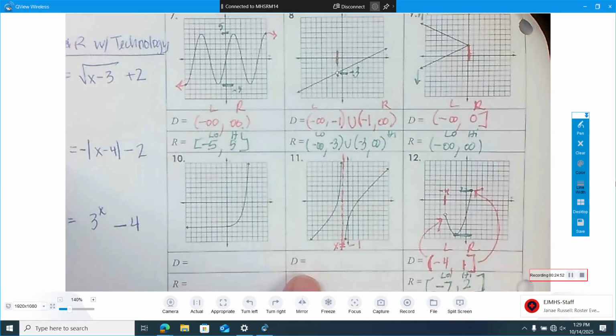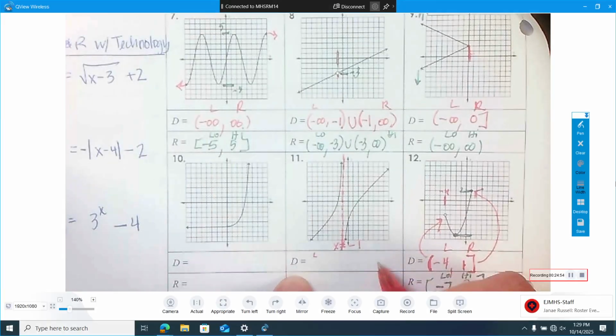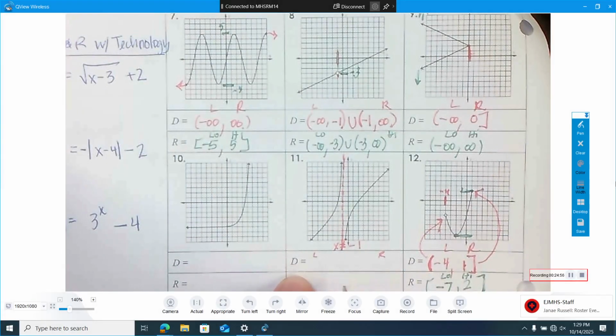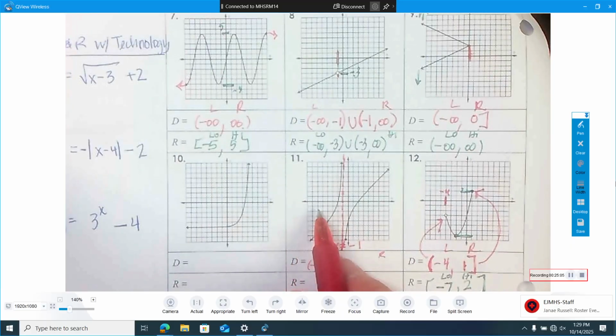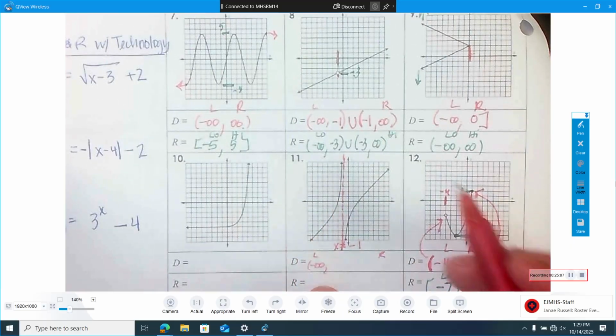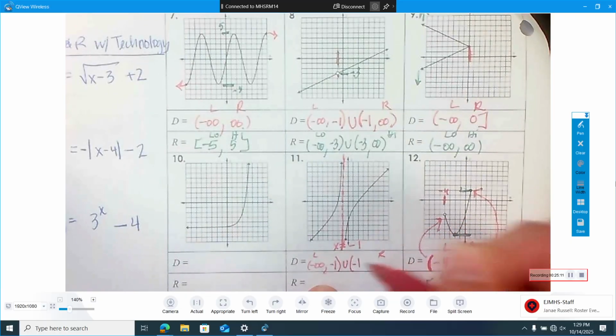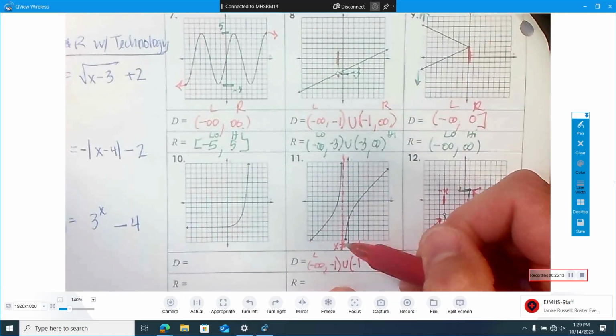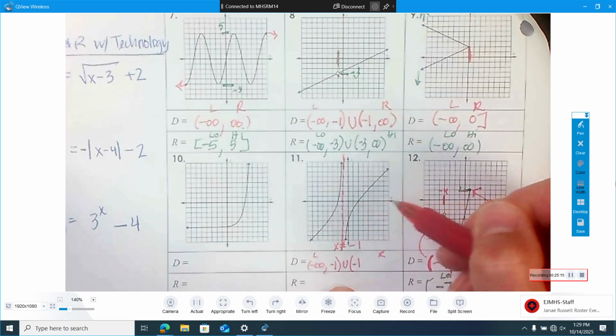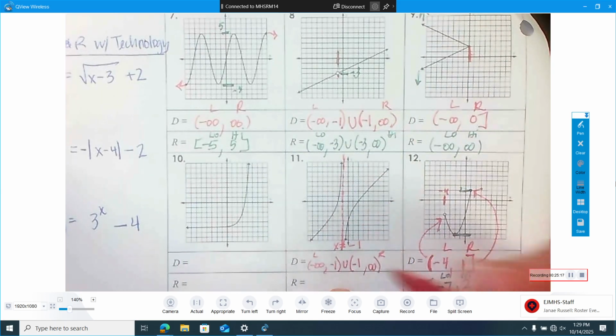So when we're doing our domain, again, how far left and how far right does the graph go? Here's our graph. It's going forever. So negative infinity, and then we're coming along the x-axis, and where do we have a break? At -1, and we're going to union and pick up on the other side of -1, and we have a graph all the way to positive infinity.